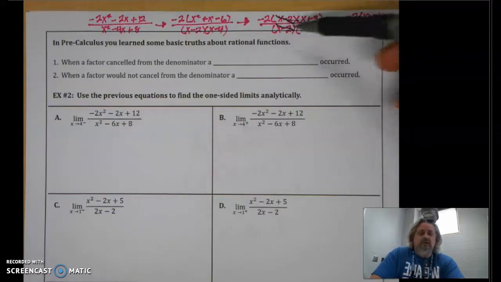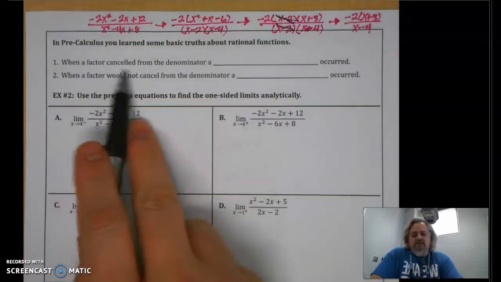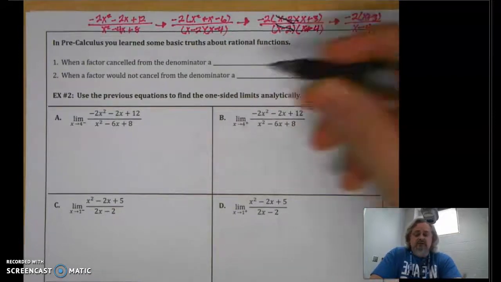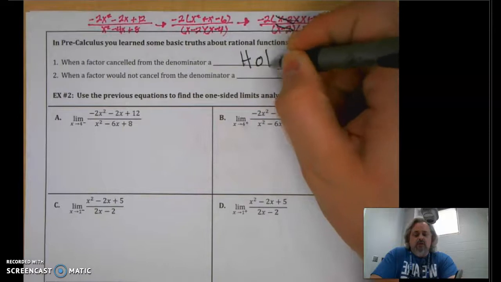So the undefined term wins. There's a vertical asymptote there. And this is what the final simplified function would be. But when the factor simplifies in the numerator and the denominator, that is a discontinuous part of the function, and we would generally refer to that as a hole.